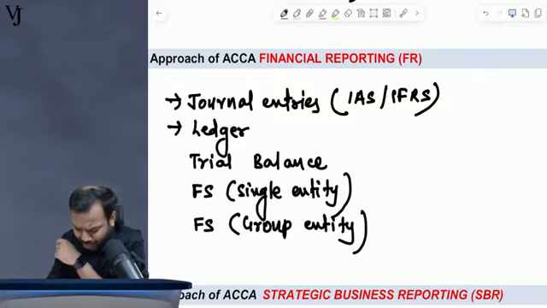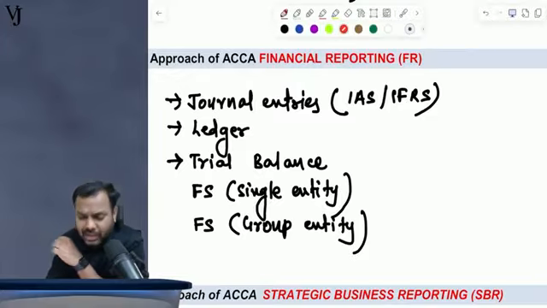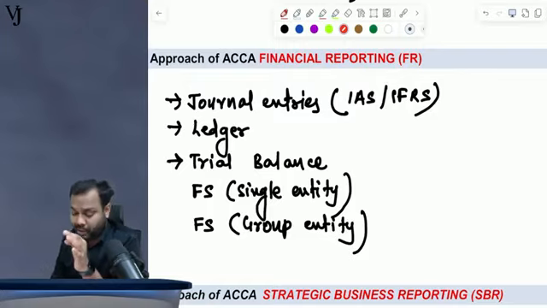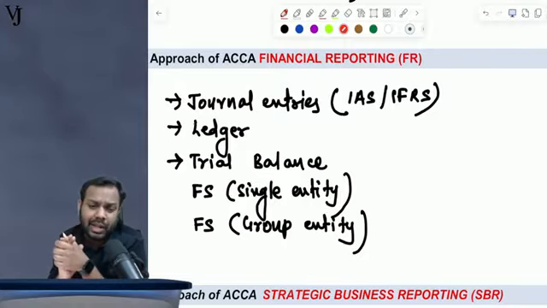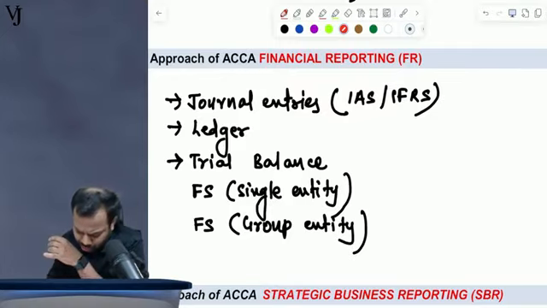Trial balance again is not primarily required at FR level or SBR. Yes, the basic knowledge of ledger and trial balance is expected, but it won't be tested in the exam. They won't ask you to prepare a ledger and trial balance. No, they won't. So I am striking it off.